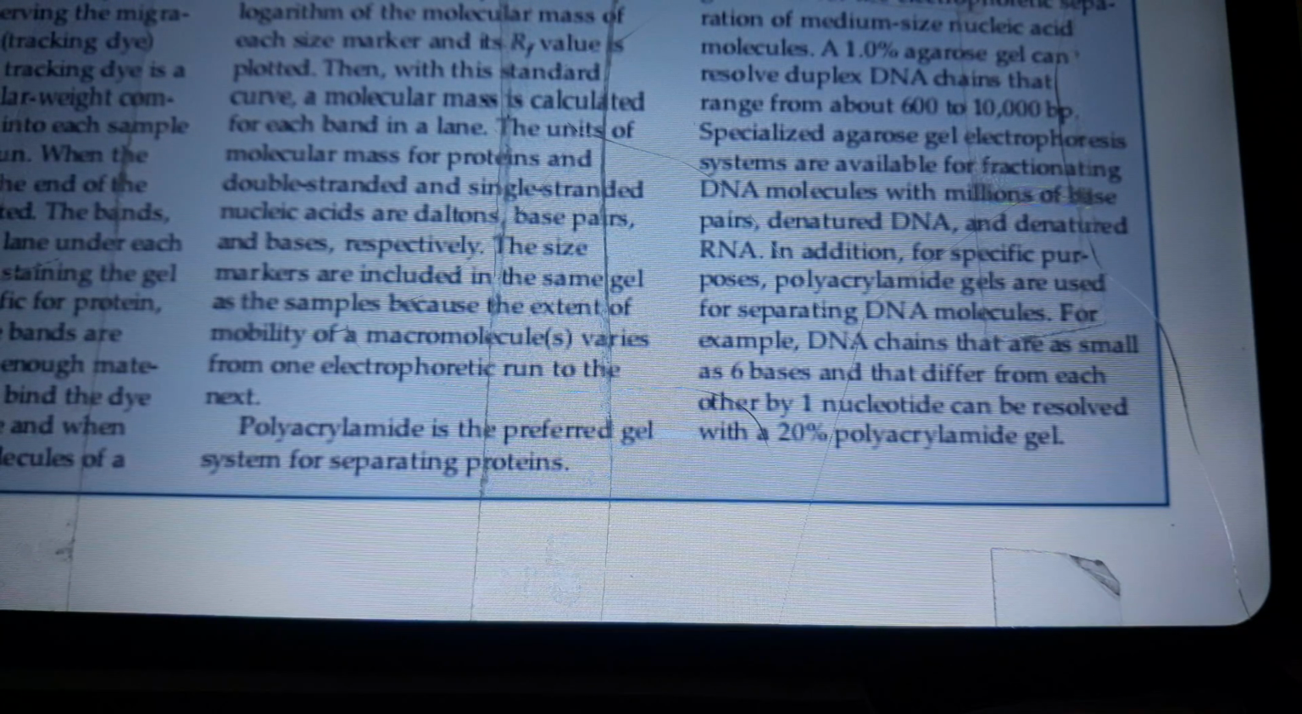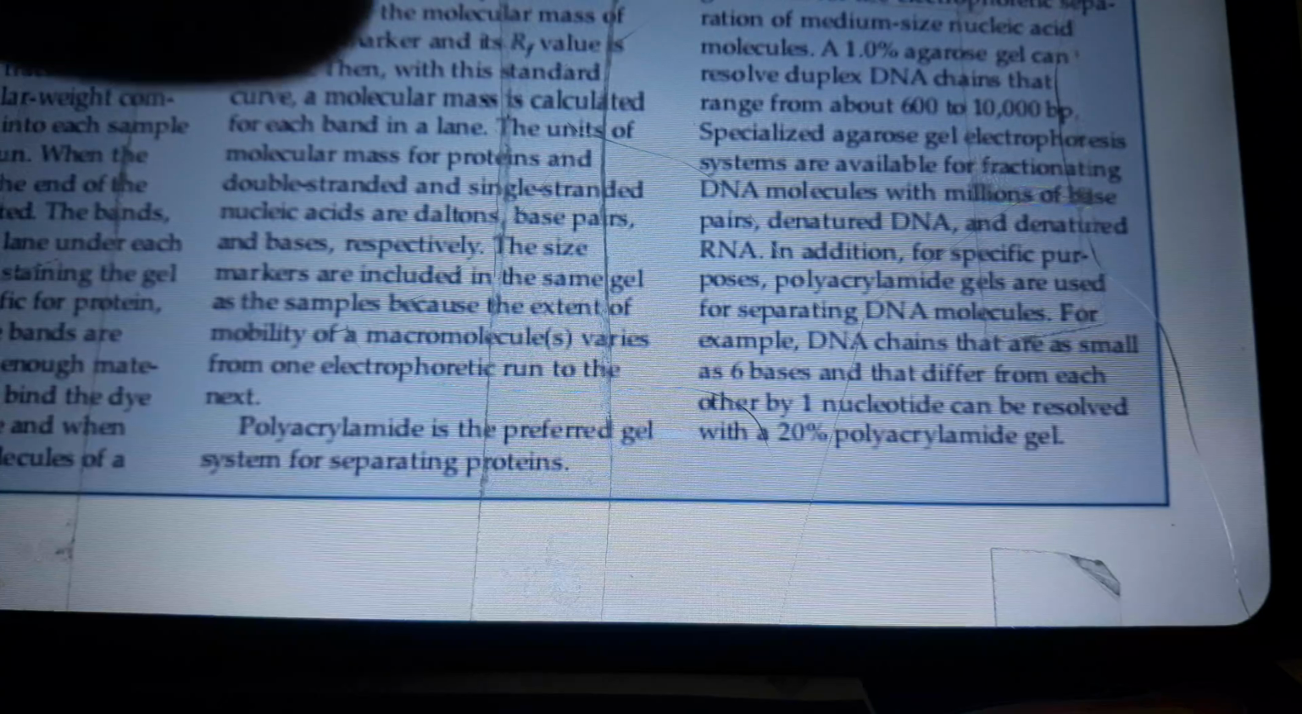The units of molecular mass for proteins and double-stranded and single-stranded nucleic acids are daltons, base pairs, and bases, respectively. The size markers are included in the same gel as the samples because the extent of mobility of a macromolecule varies from one electrophoretic run to the next.